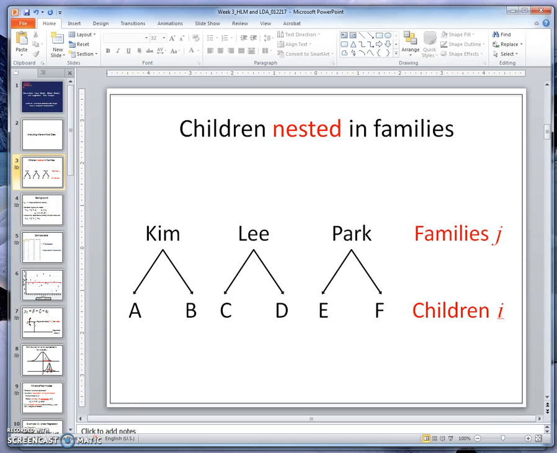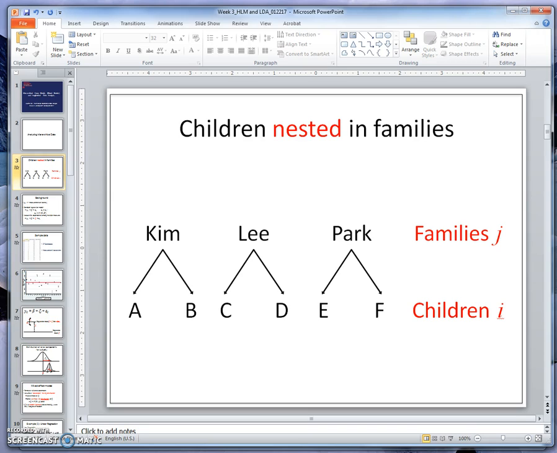So let me give you some examples. Here we have three families, Kim, Lee, and Park. These are Korean last names. Let's say there are two kids per family. So you have A and B who are within Kim, C and D who are within Lee, and then E and F who are within Park. And so you have children nested in families.